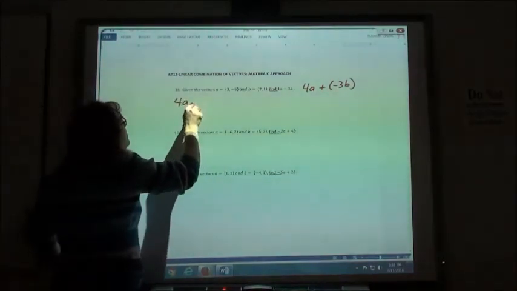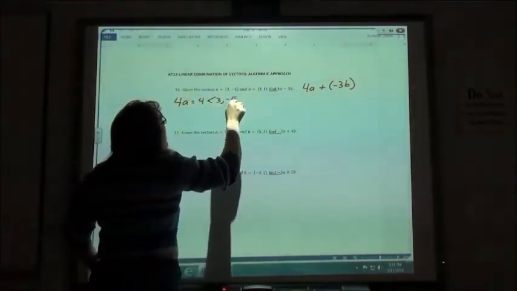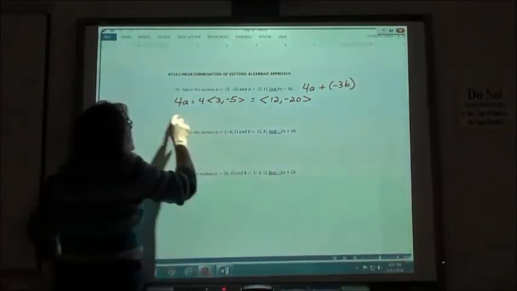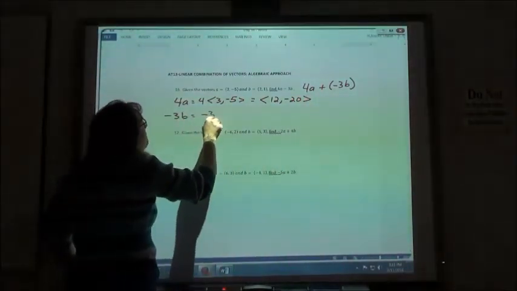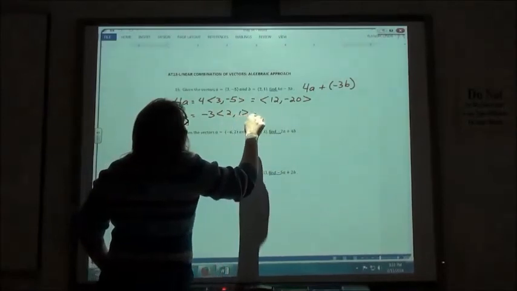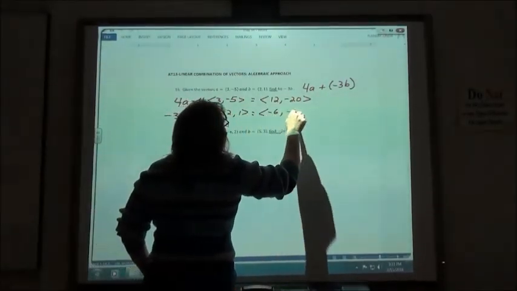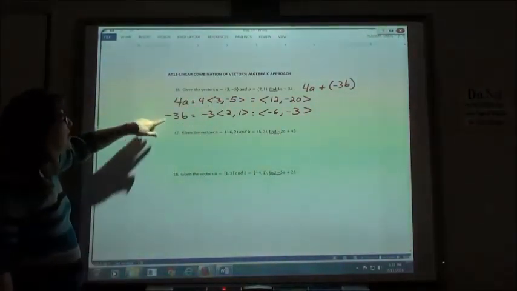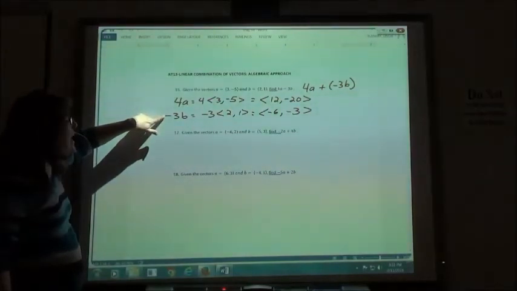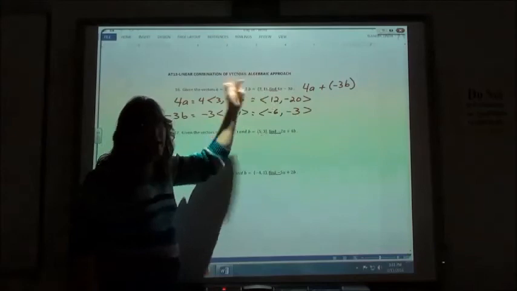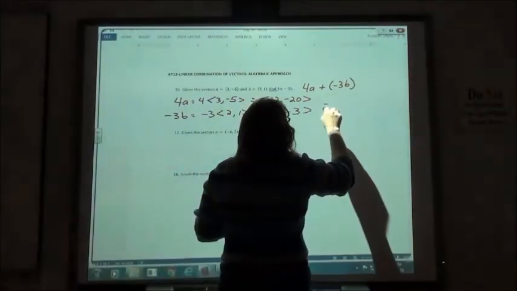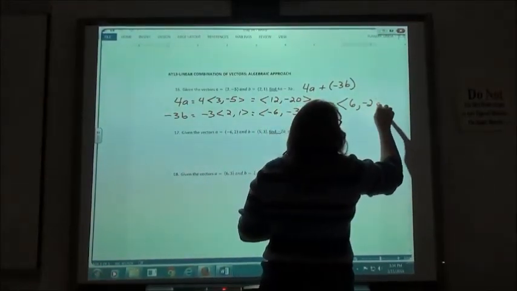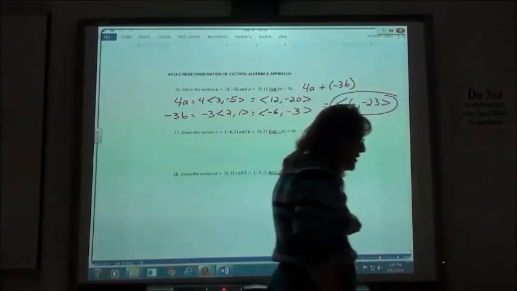So 4a would mean 4 times my 3, negative 5, which would give me 12, negative 20. Negative 3 times my b, which is 2, 1, would give me negative 6, negative 3. I'm now going to add those two things together because I applied my negative when I took it times the negative 3 instead of just taking it times 3 and then having to subtract. So my answer, 12 minus 6 would give me 6. Negative 20 minus 3 would be negative 23. So now I have the vector 6, negative 23.